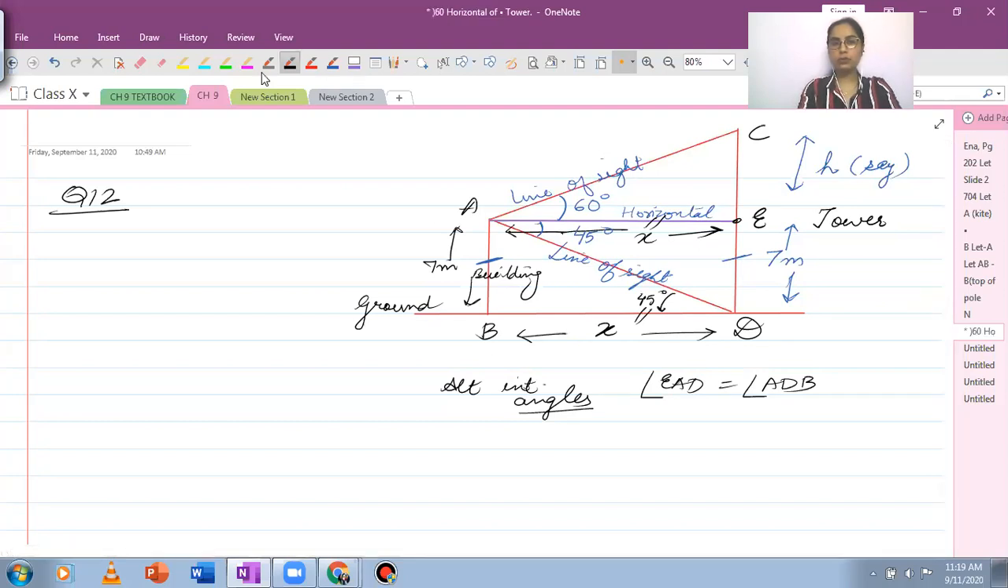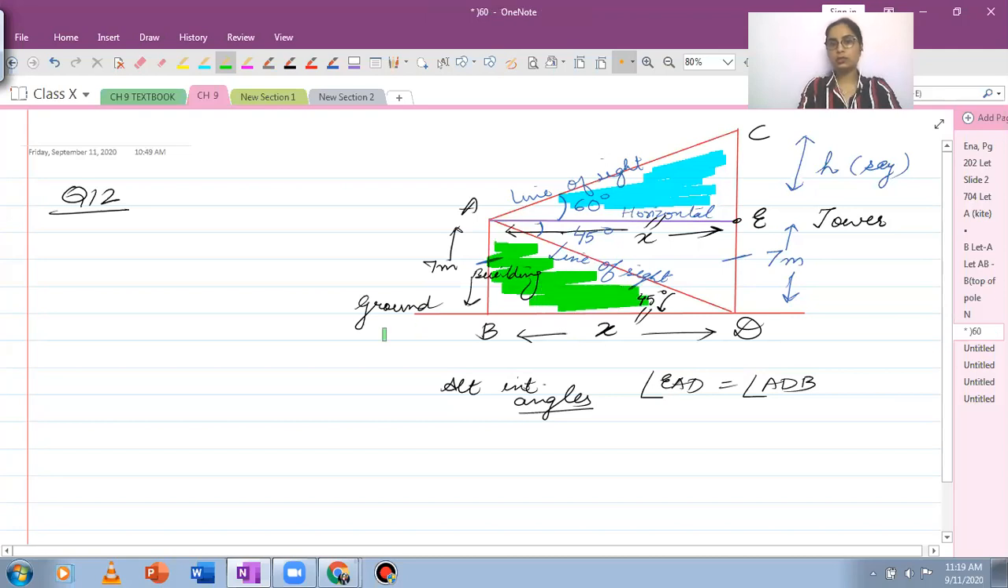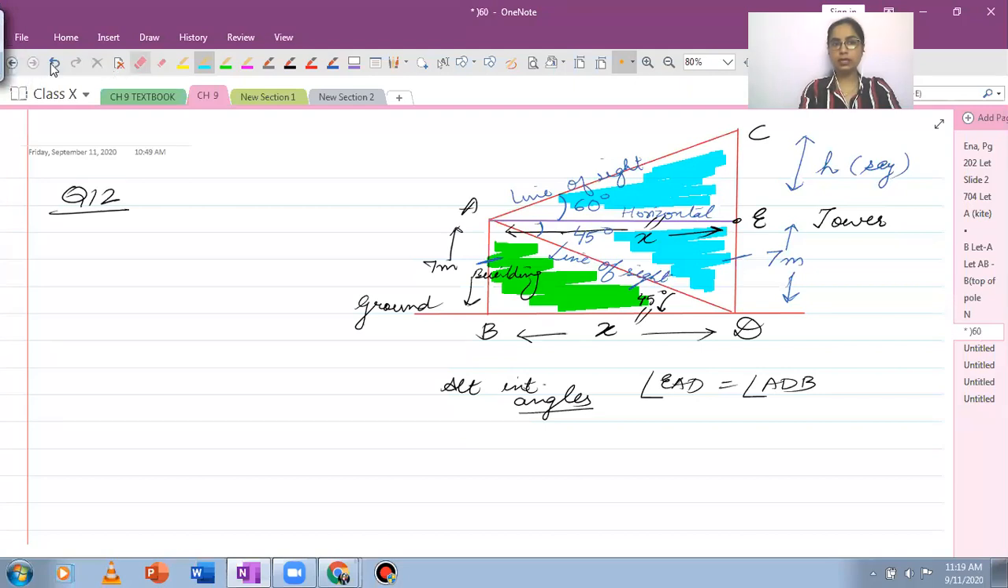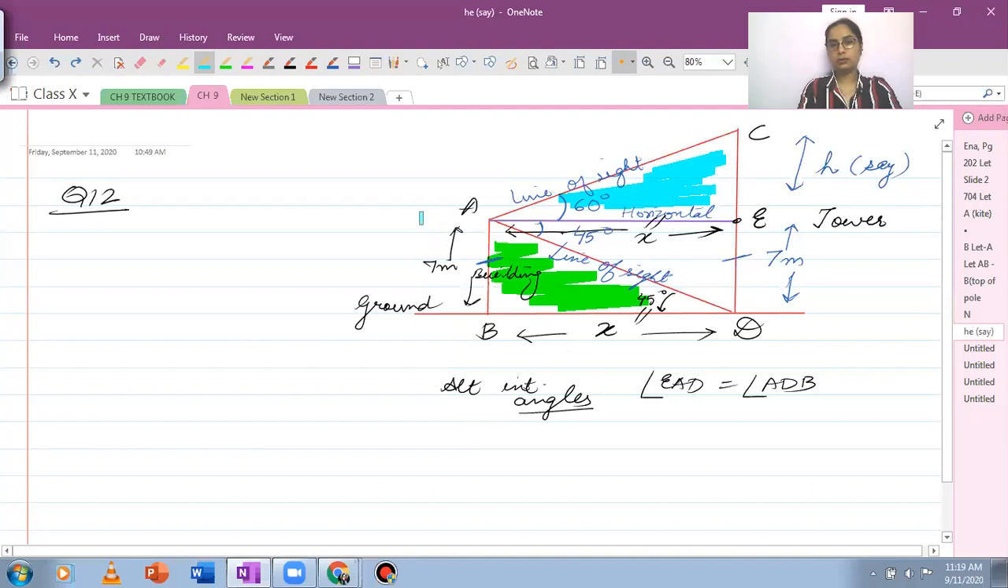I'm going to work with two triangles. I'm going to work with this triangle, triangle ACE, and I'm going to work with this triangle, triangle ABD. You can also work with triangle AED if you want, as you wish. Like there are 3 right triangles that I can see. Let's write down.